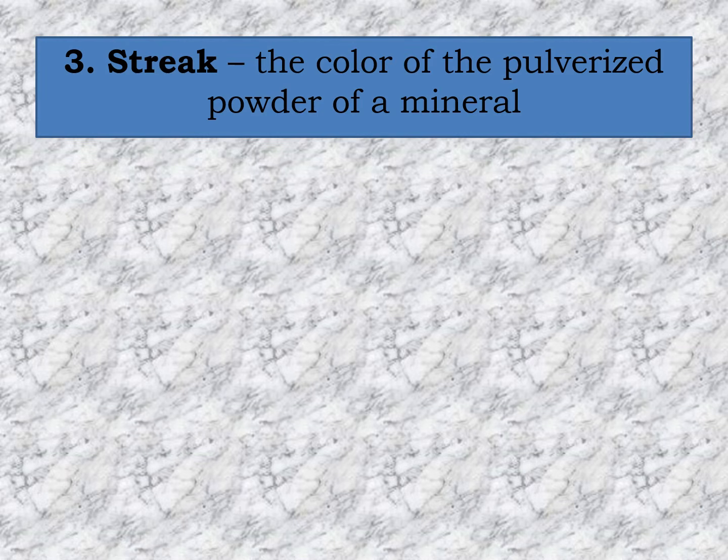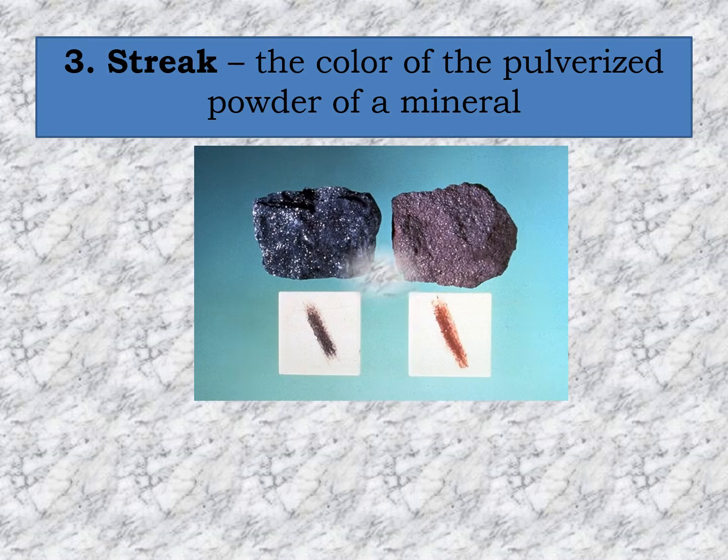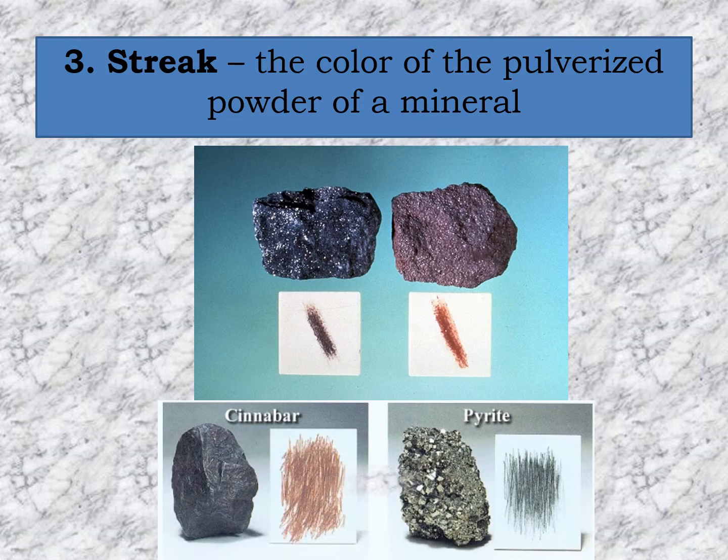Third one is the streak. Streak is the color of the pulverized powder of a mineral. The color of the mineral may vary, but streak is generally constant. It is the color of powder produced when a mineral is rubbed against an unglazed porcelain plate or other fine-grained, hard, abrasive surface. The color could be different from the crystal's color and is always distinctive.